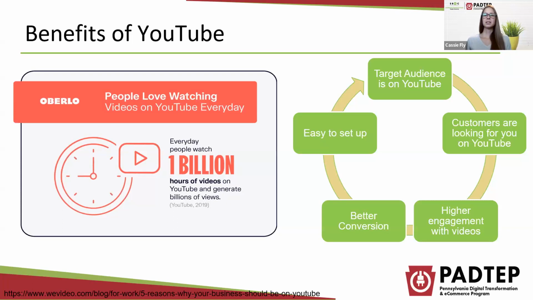Another benefit is there's a much higher engagement on video content than just pictures or text. And this is actually true across any social media platforms. So whether it's Facebook or Instagram or LinkedIn, YouTube videos get more engagement naturally than static pictures or text.